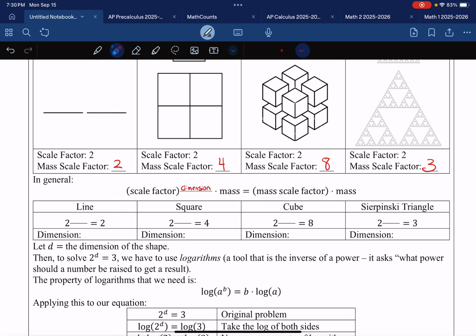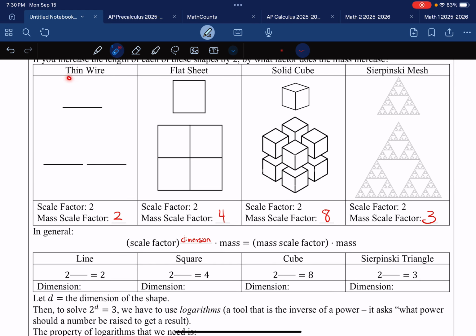So now from here on out, we're going to be staying in math land. Therefore, everything is in our head. There's no actual thin wire. We've just changed to the word line. There's no flat sheet. It's a square. There's no solid cube of metal. It's just a normal cube, and there's no Sierpinski mesh. It's a Sierpinski triangle.